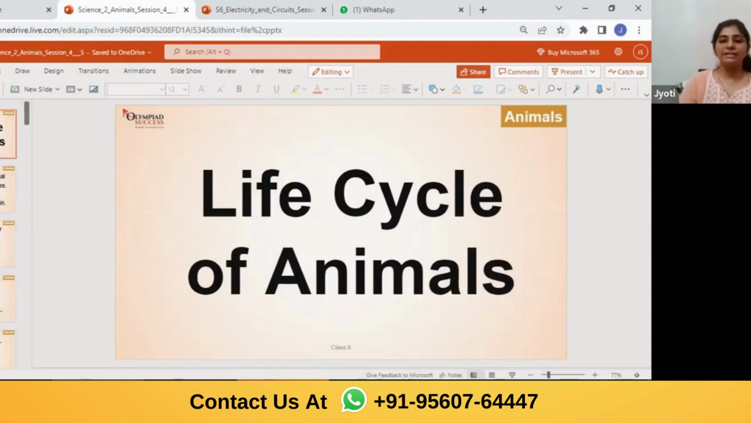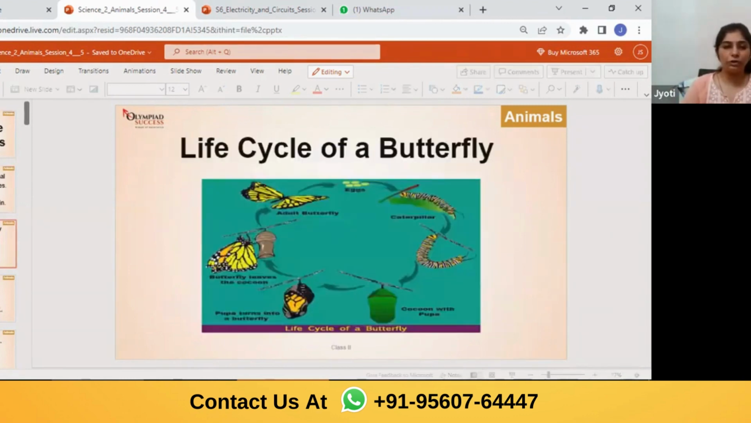So let's quickly revise the life cycle, then we move on. In the life cycle, I have told you first we discussed the life cycle of a butterfly. You should know which insects follow a 3-stage or a 4-stage life cycle. As I told you in the previous class, a 3-stage life cycle consists of egg, nymph and adult. And the 4-stage life cycle consists of egg, larva, pupa and adult. Is that clear? So you should know which insects follow a 3-stage life cycle and which follow a 4-stage life cycle.